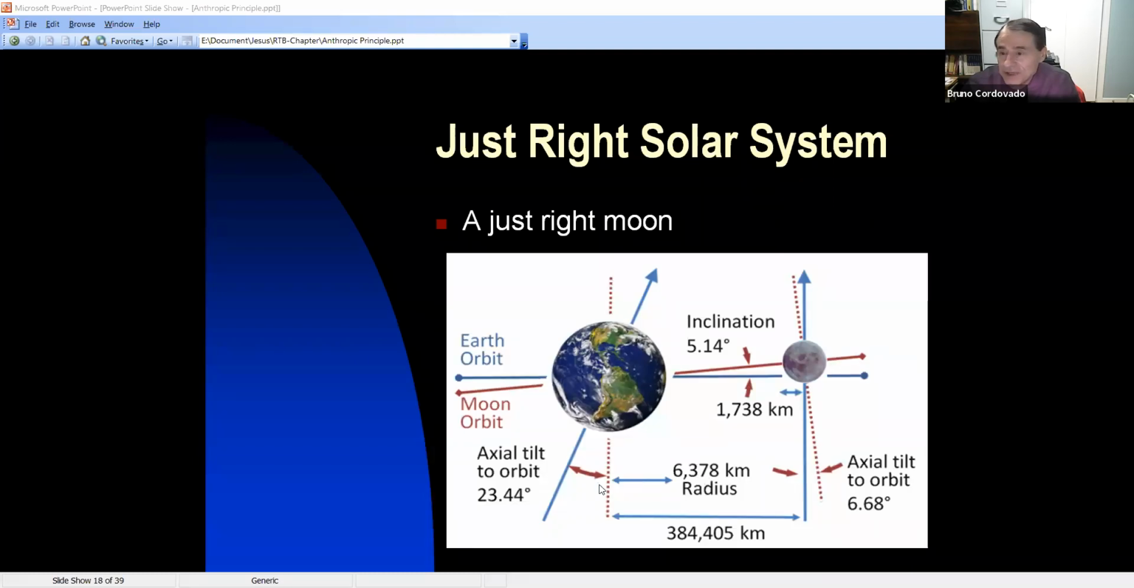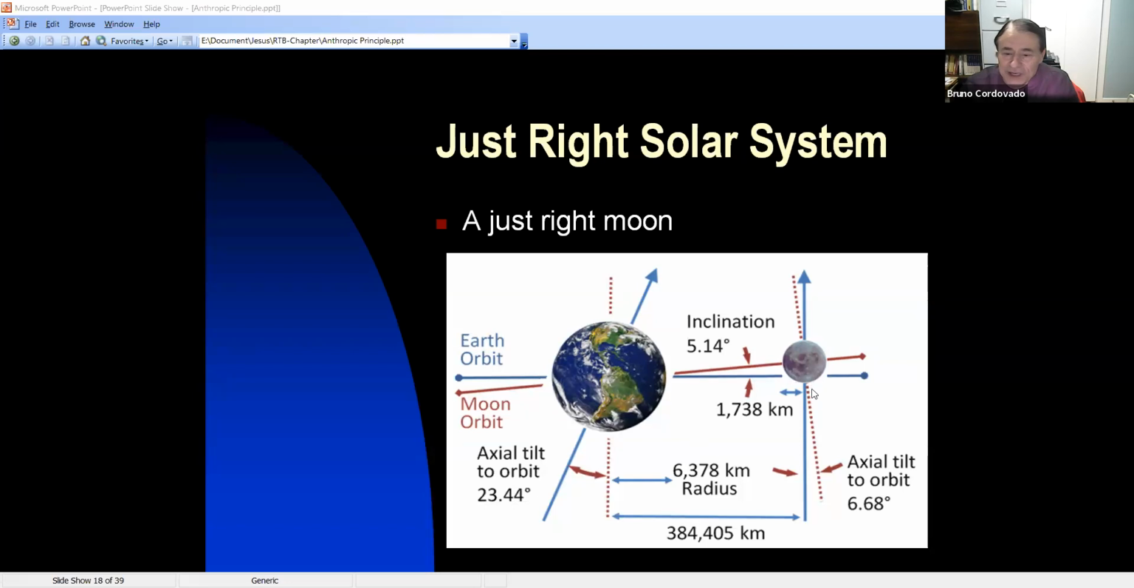You need to have a moon, and the moon has to be big enough to protect the planet. The moon, for example, keeps the Earth at the right angle of about 23.5 degrees, and keeps that stable. Otherwise, this angle would alternate back and forth. And it also produces tides, which helps the organisms in the ocean.